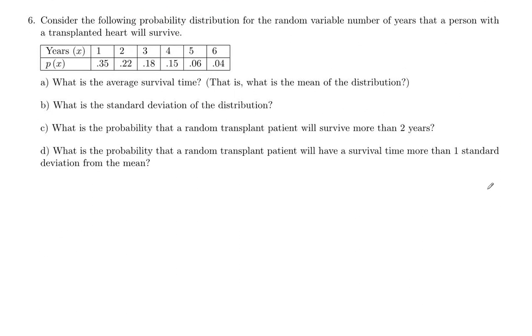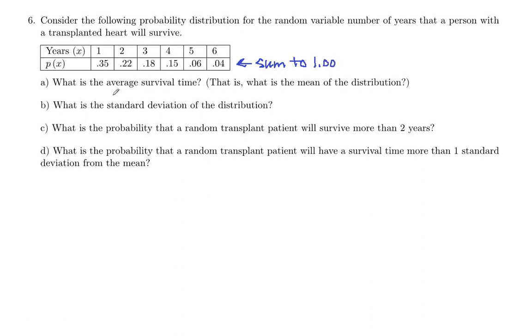And then let's see, up next, consider the following probability distribution here. It says number of years a person with a transplanted heart survives. So 35% chance they survive 1 year, 22% chance they survive 2 years, 18% chance they survive 3 years, and so on. These sum to 100%, because that's all possibilities. So these sum to 1.00.